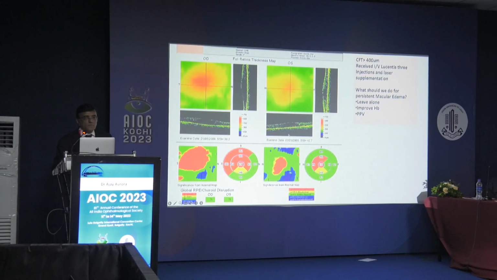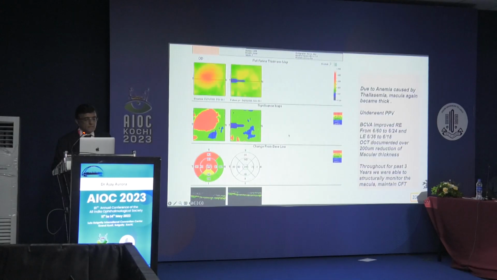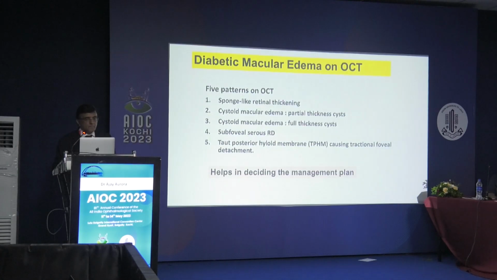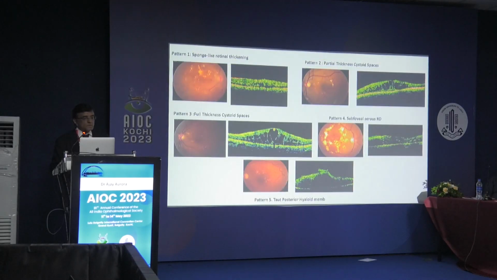This patient eventually underwent pars plana vitrectomy for a non-tractional edema, and she did well. And this is just to show you, over a period of time, the reduction of macular edema. It was at that time that the various patterns were described on the OCT. So these were the patterns: the sponge-like retinal thickening, which means that in these cases we will give an anti-VEGF; a partial thickness cystoid spaces, which now we believe may require intervention by steroids; and full thickness cystoid spaces.